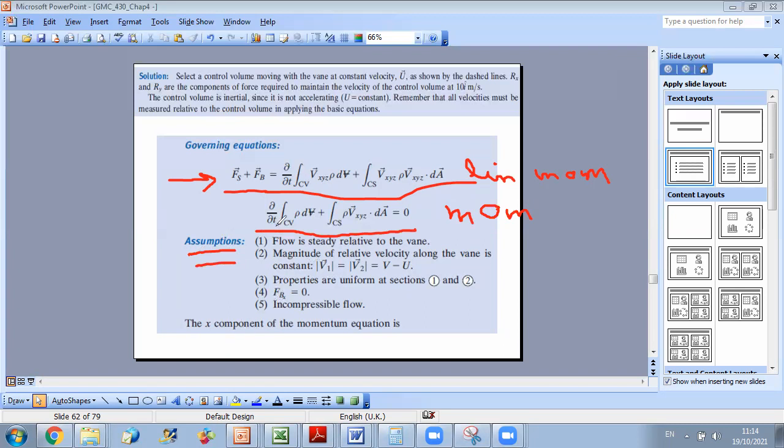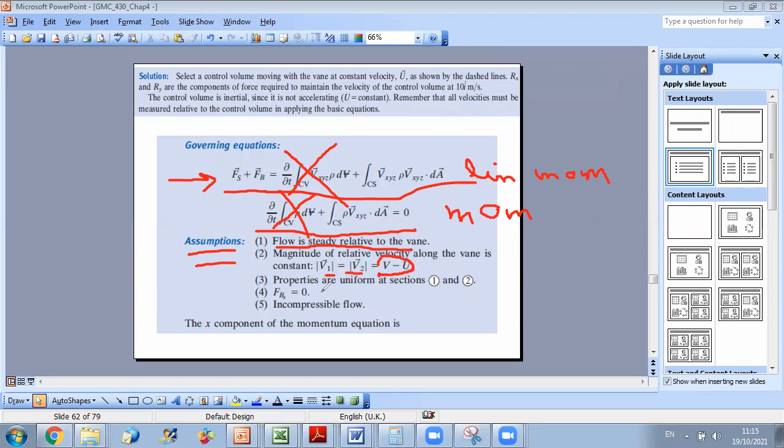So first, they said that flow is steady relative to the vein. So all the del by del t terms will cancel out. You don't have any transient terms because your flow is steady. Now, since the velocity of motion of the vein is constant, we can say that the relative velocity V1 equals V2, which came from the continuity equation, and is equal to V minus u.